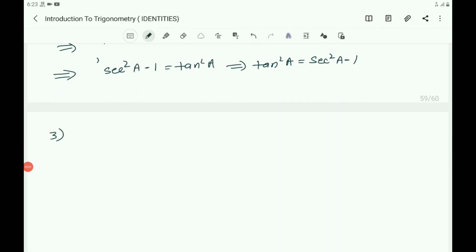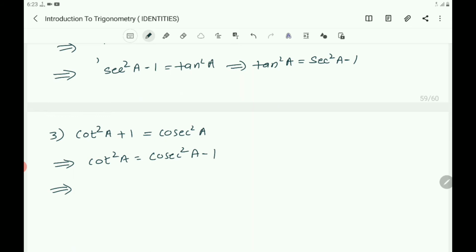Next you take the third identity, that is cot square a plus 1 equals cosec square a. Now you can have cot square a equals cosec square a minus 1, or that also you can have cosec square a minus cot square a equals 1. Cosec square a minus cot square a equals 1.